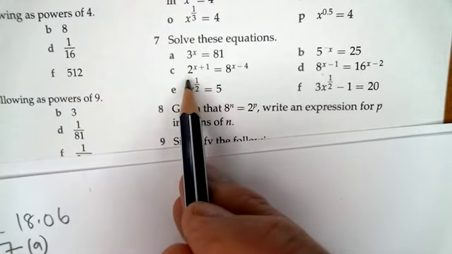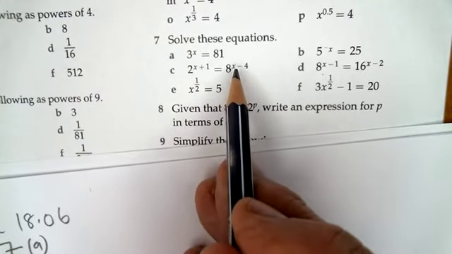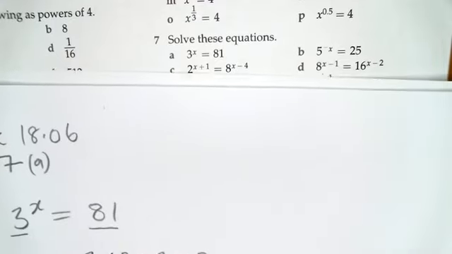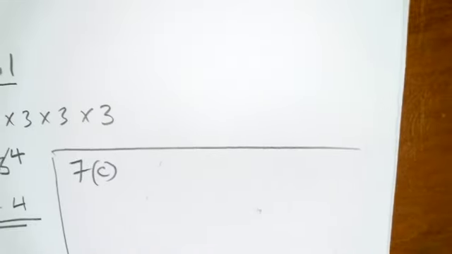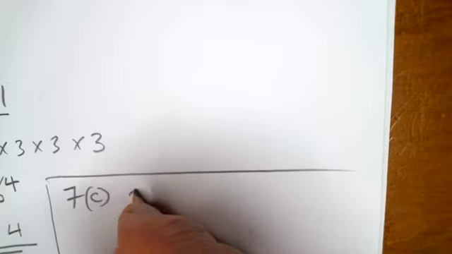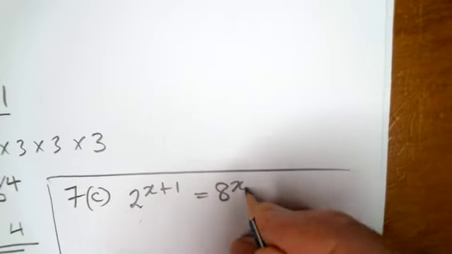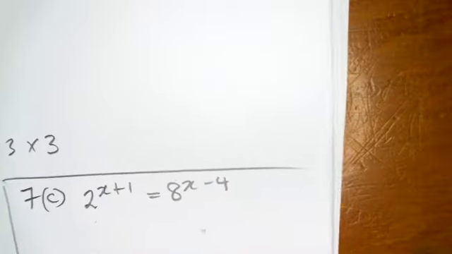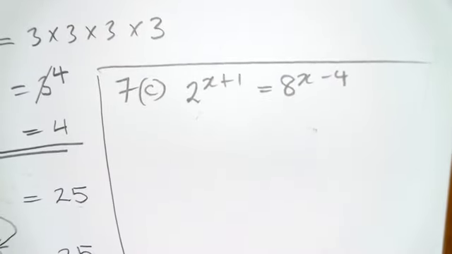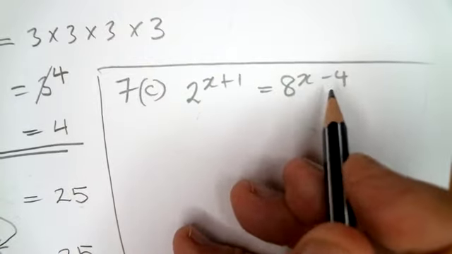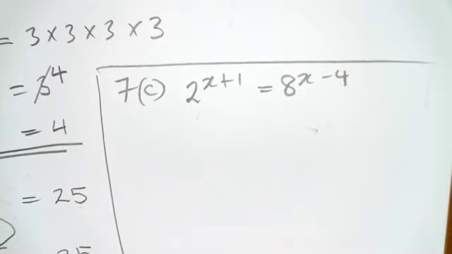7c, here it is. It's 2^(x+1) = 8^(x-4). Well, let's write that out, yeah? So I've got 2^(x+1) = 8^(x-4). Now, I do like these ones because you're going to have to think a little bit more about them. So 2 to this, 8 to that. Well, we want the bases to be the same.